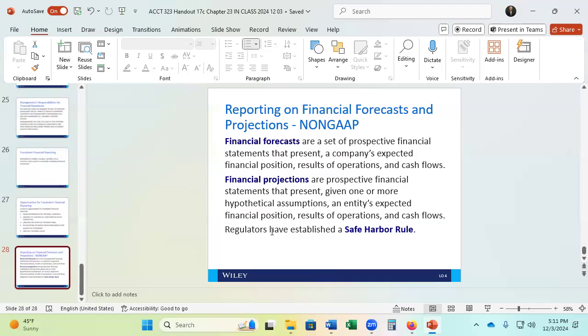So financial forecasts and financial projections, a lot of the big companies do this anyways because they want to curry favor with investors, and investors tend to rely on the analysts. And so by providing this information, you help the analysts do their job. And so it kind of curries favor with them.